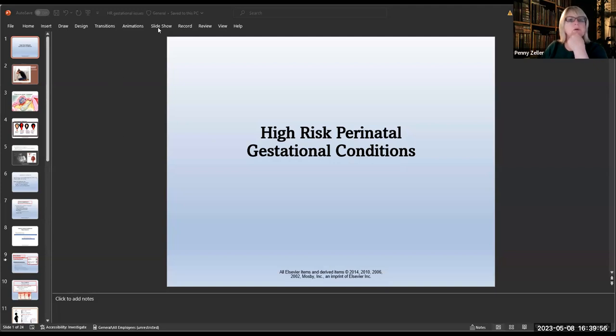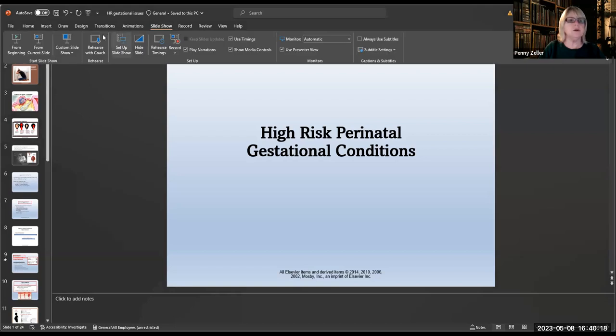Okay, so we're going to talk about gestational conditions. In other words, we have a healthy client, not a diabetic, no chronic illness going on, but something occurs during the pregnancy that's considered high risk. Okay, that's why it's called gestational conditions. So let me do a slideshow here.